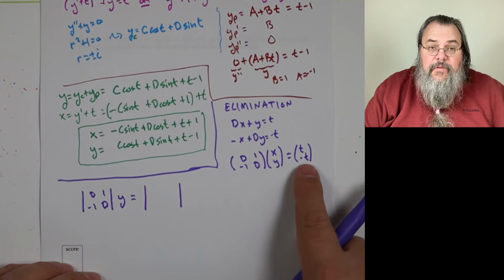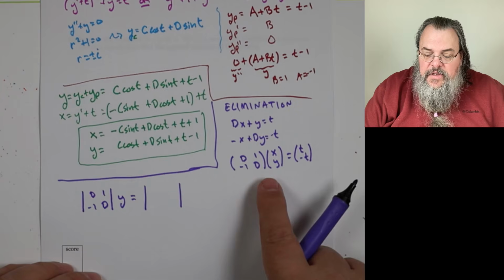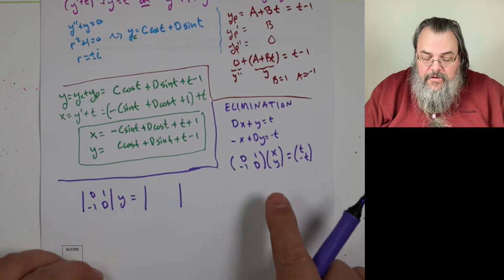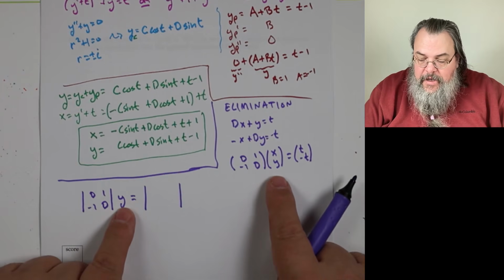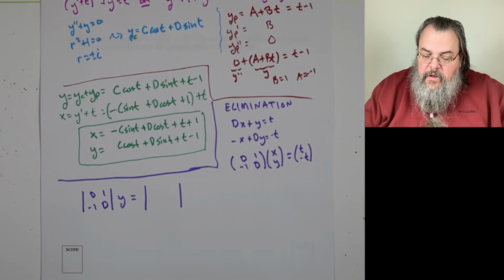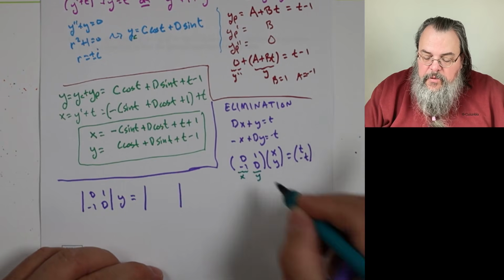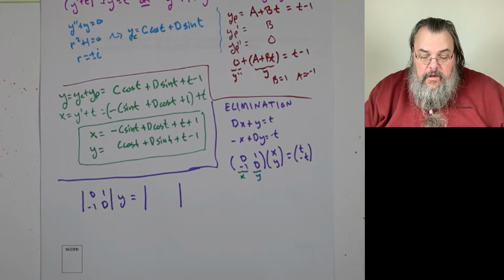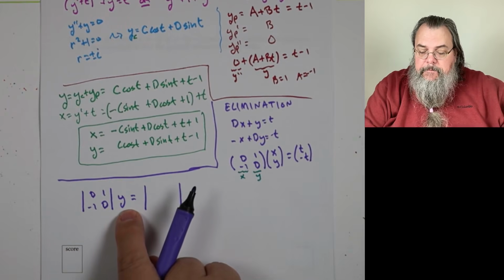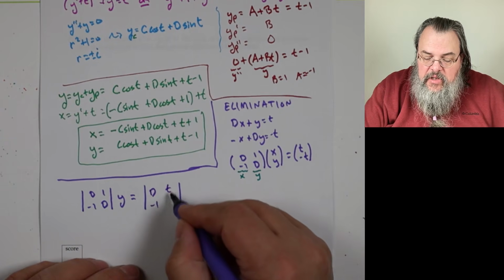This part right here, the right-hand side, becomes one of the columns. It becomes the column associated with the variable we're solving for. We're solving for y, and if you look at our columns, we have an x column and a y column. So we're going to replace the y column because of the y. So we still have the D minus 1, T minus T.